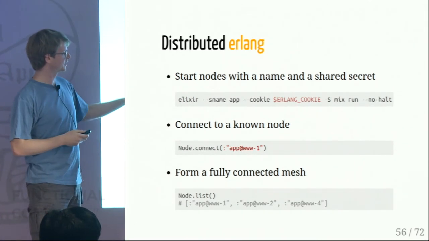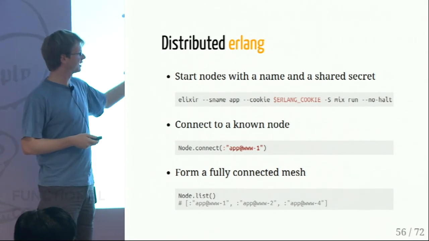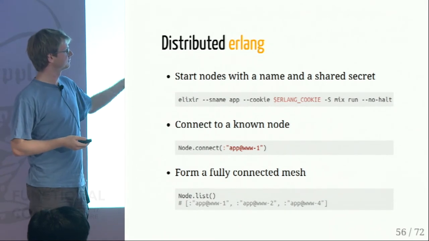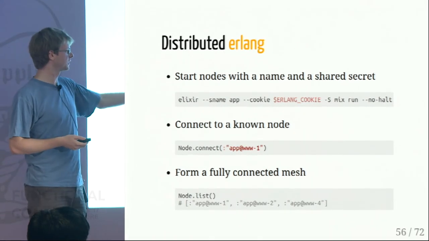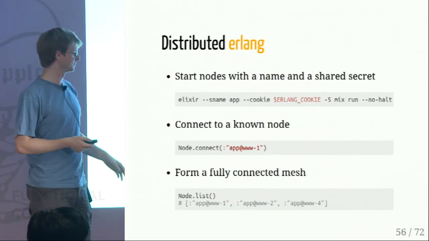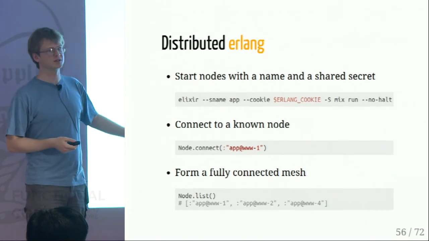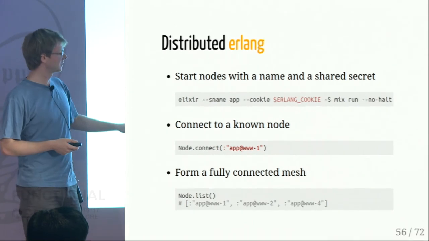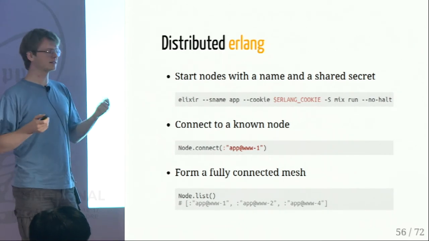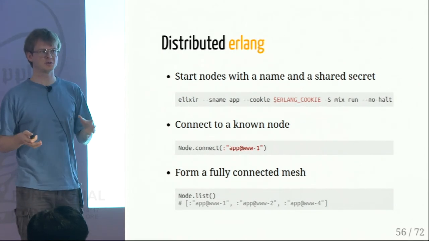Within that shell, you can connect to another known node. So if our host name was something else, and there was a machine at WW1 DNS, and it had an Erlang VM running which was called app, you would connect just like this. I've not solved the problem I was going to talk about, because how do you know what that is? That's the question. And then once you've connected, you can find a list of all the machines, or nodes, you're connected to. The nice thing about distributed Erlang is if A connects to B and C connects to B, A and C are automatically connected. It's a fully meshed network. So you don't have to find every node in the system. You just have to find one.